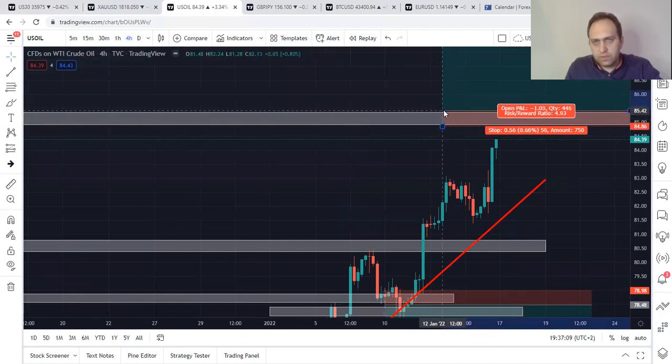And if oil opens and directly keeps moving up, it will be a little bit hard to take it unless you take it as a scalp trade.